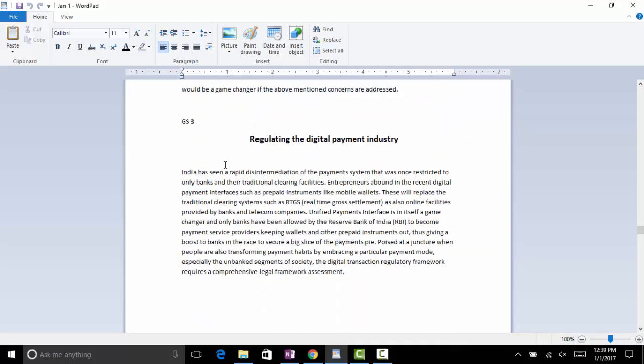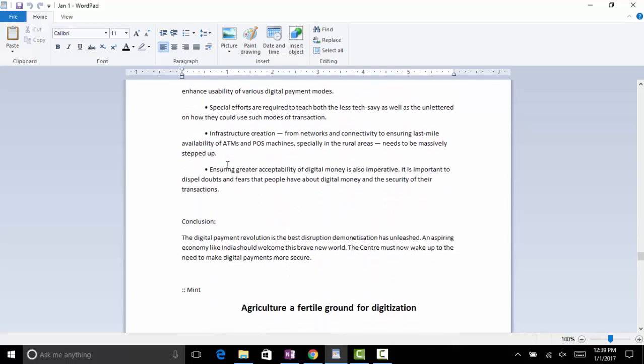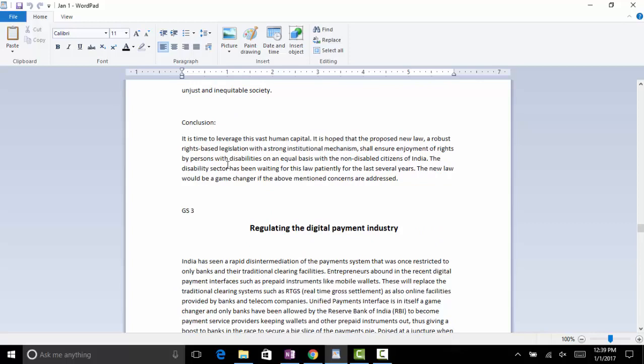Coming to the next one, regulating the digital payment industry. I think this kind of noise will go on for 15-20 days more. The construction work is going on at the site building.